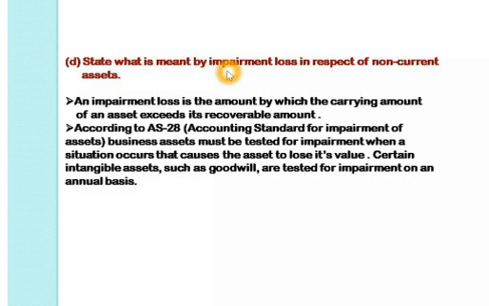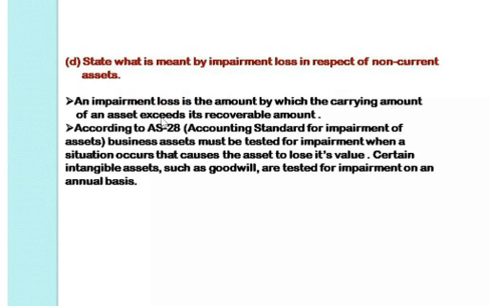In the D bit of the question, we are asked to mention what is meant by impairment loss in respect to non-current assets. An impairment loss is the amount by which the carrying amount of an asset exceeds its recoverable value. Carrying amount is the net book value which we mention in our books of accounts, and recoverable amount is the amount at which the asset can be sold in the open market. If the value at which we can sell our assets is less than what we have mentioned in our books of accounts, then we need to adjust it with the help of impairment loss.